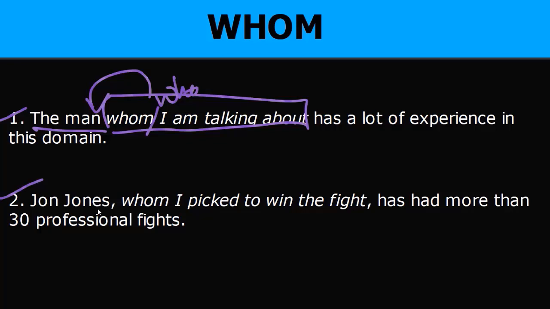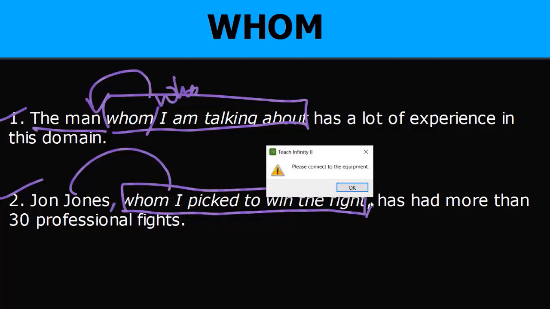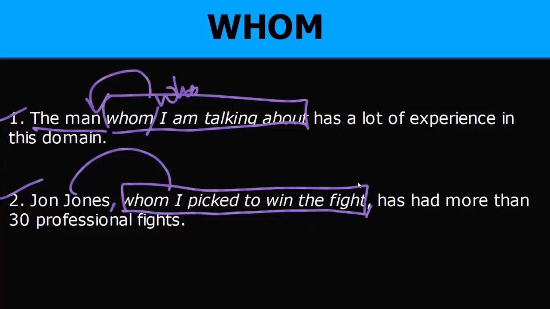Number two, John Jones, whom I picked to win the fight, has had more than 30 professional fights. So here I'm giving information about John Jones, which is a proper name. So the information is non-essential. And since the information is non-essential, we have commas to offset it. John Jones, whom I picked to win the fight, has had more than 30 professional fights. I can replace this pronoun with who: John Jones, who I picked to win the fight, has had more than 30 professional fights, right?